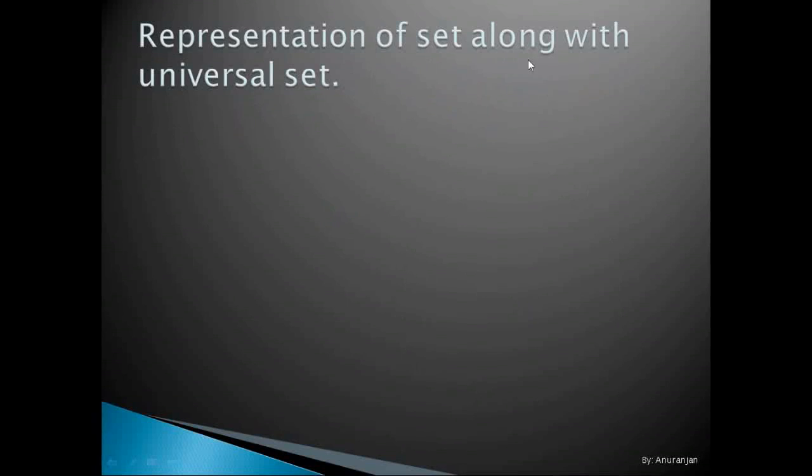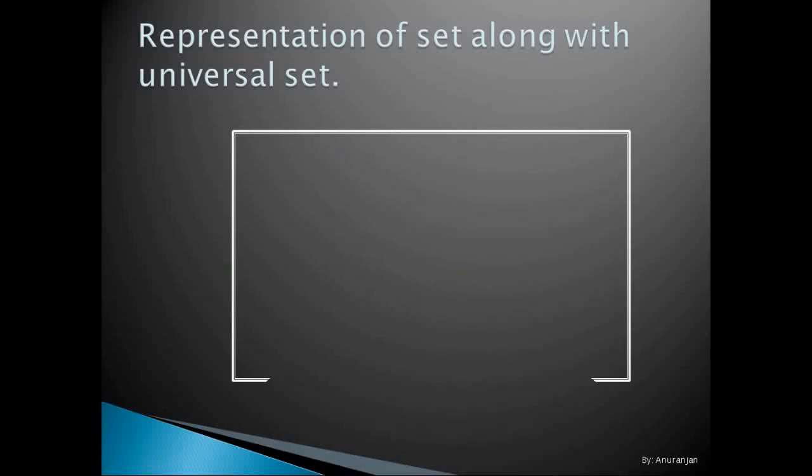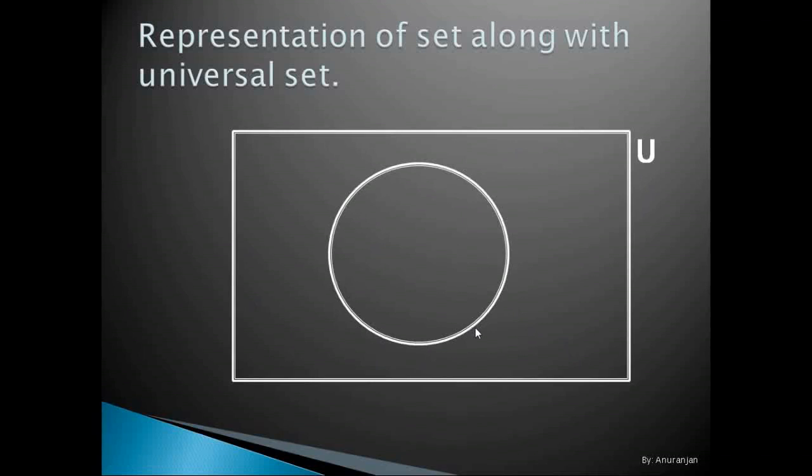Representation of set along with universal set. Now we can also present a universal set. We can represent a universal set using a rectangle, and any set that is under discussion can be represented inside this universal set. So here we can write U to indicate this is a universal set, and then let's draw a circle inside to show a set B which is a part of the universal set.